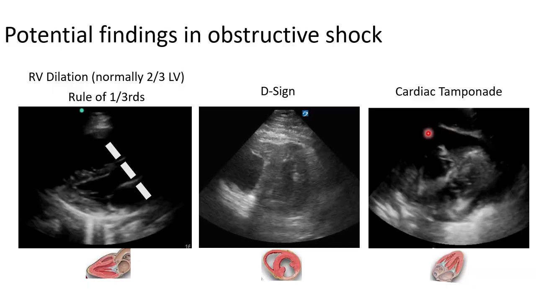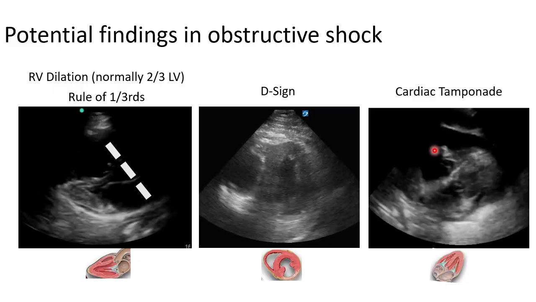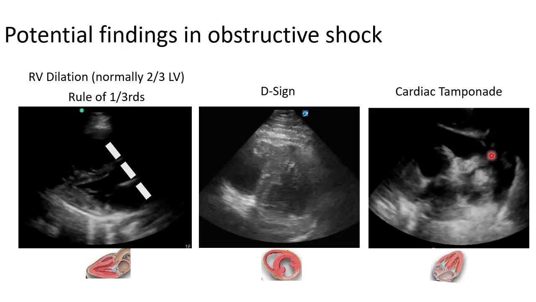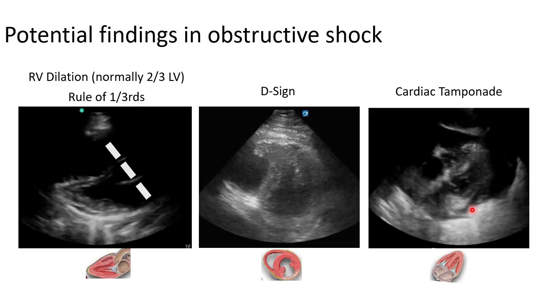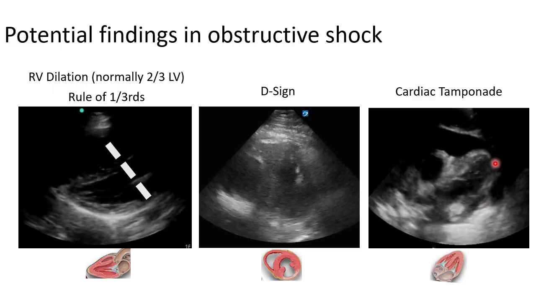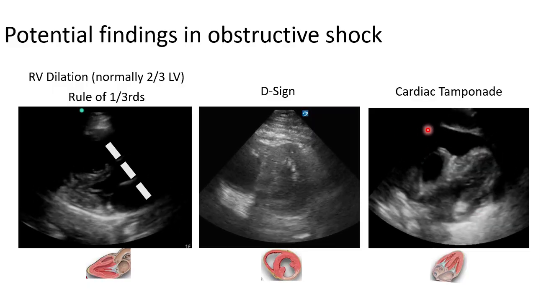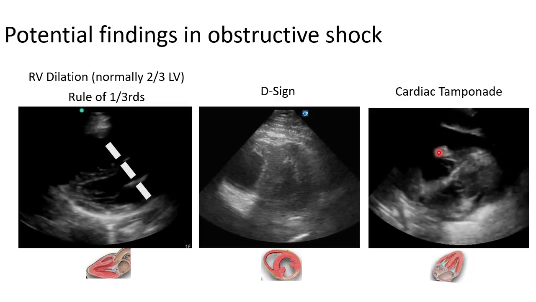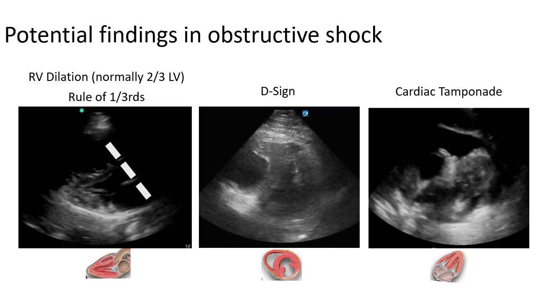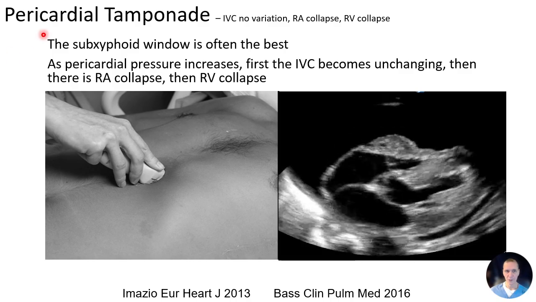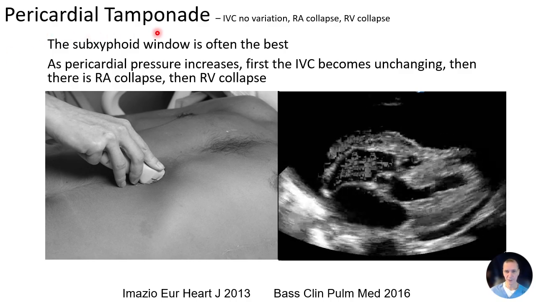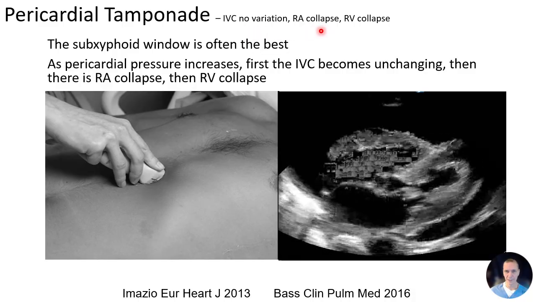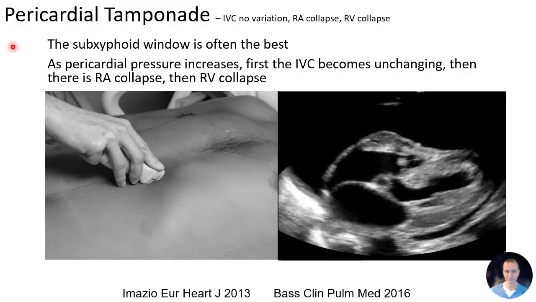And then you might see cardiac tamponade, and we're going to have several images coming up. But notice here, this is a big pericardial effusion or hemopericardium, unsure. It would depend on the presentation. But notice how the RV is completely collapsed here, and the RA is actually collapsing as well. Cardiac tamponade will result in no variation in the IVC, right atrial collapse, and RV collapse.